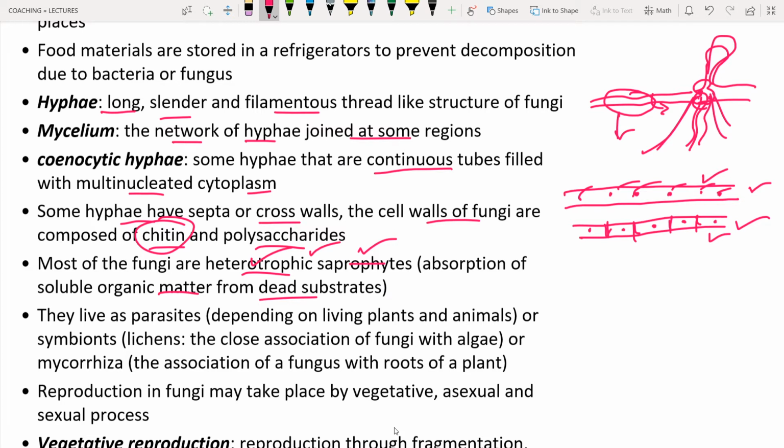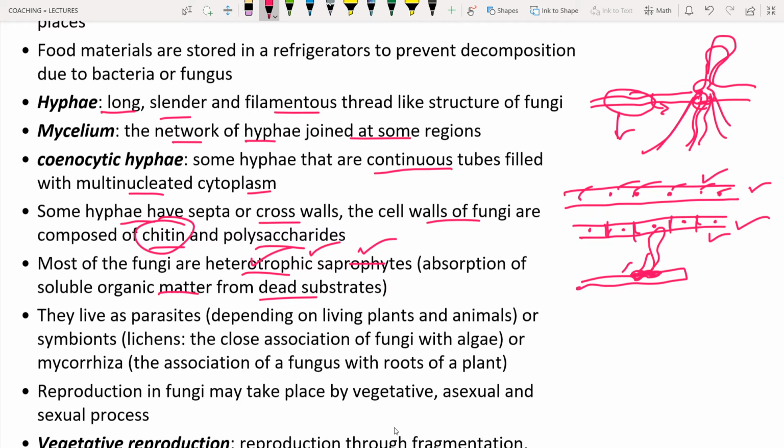Or, for example, let's take this dead wood. Okay. On the dead wood, this fungus will grow. What will the fungus do? The fungus will damage or decompose a particular part of the wood, and they are going to take the organic matter from it. Organic matter means any molecules which contain carbon are known as organic molecules. They are going to take the organic matter and they are going to grow.